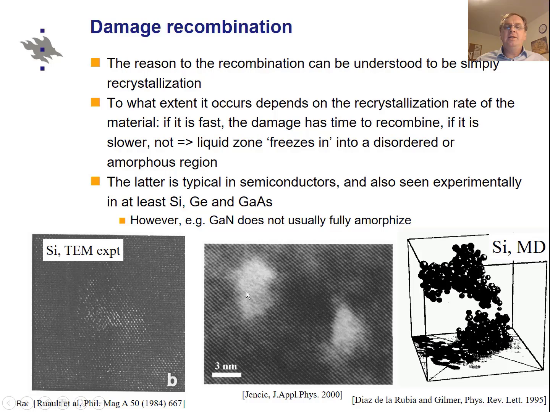where you see that indeed, you can see this, I think, was germanium. You see that you can get quite large damage pockets from single irradiation events. Also, these MD simulations show similar behavior, small amorphous pockets formed directly in these cascades.